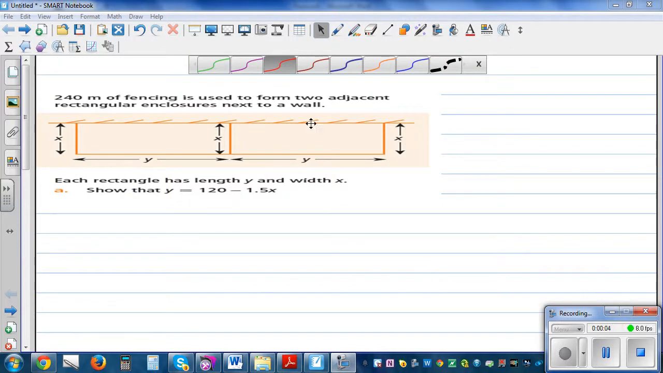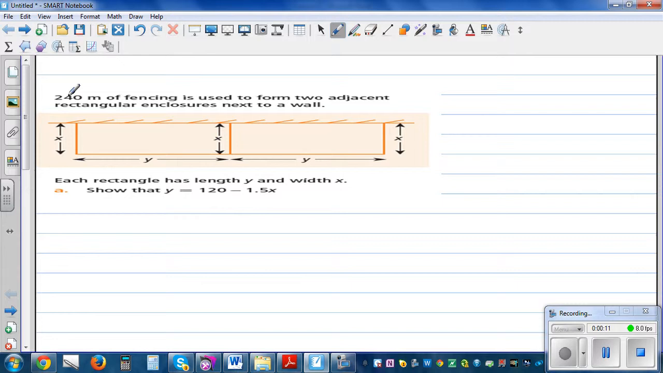Let's look at this problem, which is a problem on optimization. So let's read the question. 240 meters of fencing is used to form two adjacent rectangular enclosures next to a wall. So this is a wall, and you're making two enclosures having the same dimensions. The width is X, and the height is X, and the length is Y for both cases.